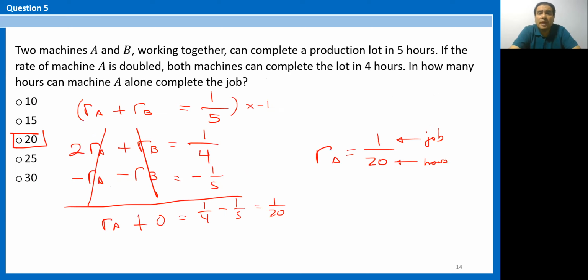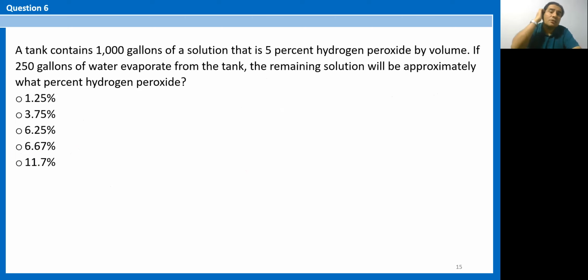Let's continue with exercise 6. A tank contains 1,000 gallons of a solution that is 5% hydrogen peroxide by volume. If 250 gallons of water evaporate from the tank, the remaining solution will be approximately what percent hydrogen peroxide? It's interesting because here they say there is a solution of hydrogen peroxide, but only water evaporates from the tank. So at the very beginning, there is 5% hydrogen peroxide.